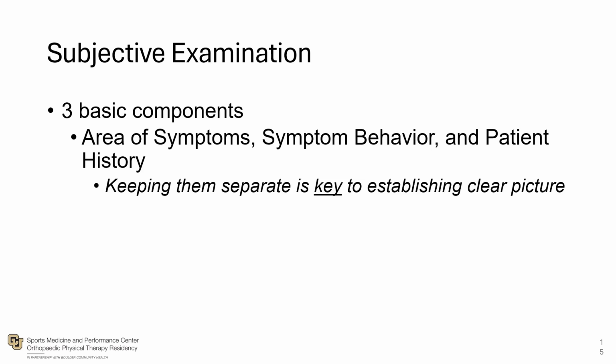In the subjective exam, there are 3 basic components that we need to be aware of: area of symptoms, symptom behavior, and patient history. Expert clinicians that perform at high levels are able to keep all of these separate. Many exams can have a varied order based on how the patient can guide the interview. However, these are the 3 main paths of question that can be performed. The question is, if a great clinician keeps symptom behavior and patient history separate, which one should you do first?